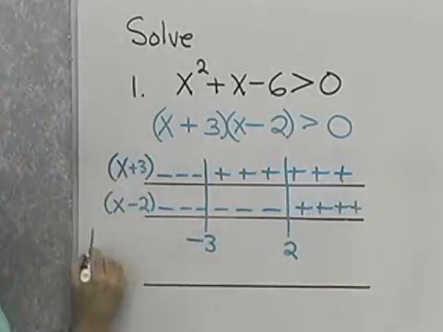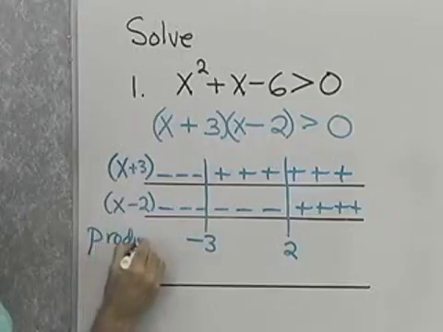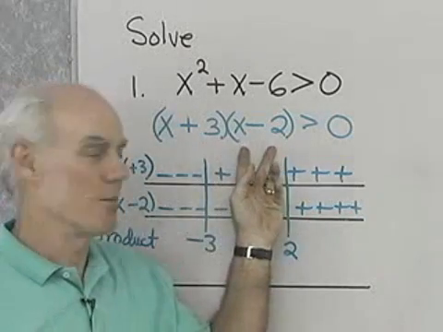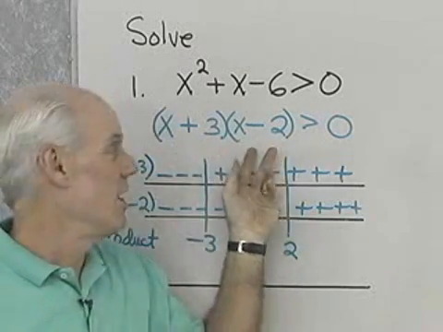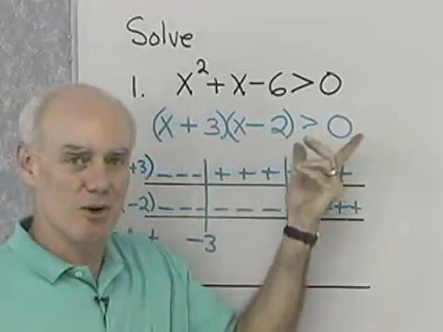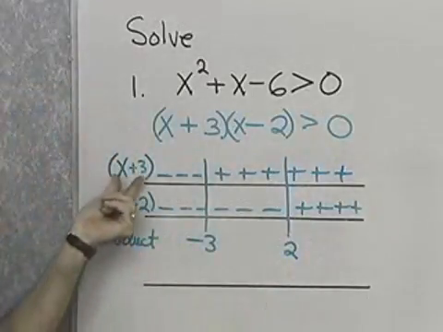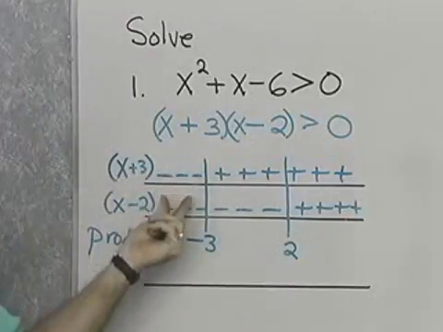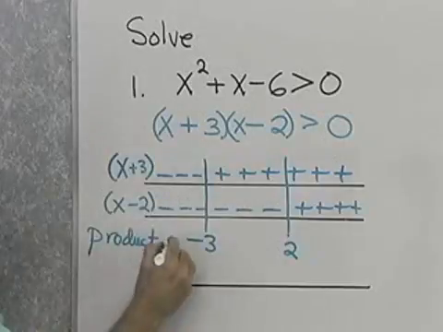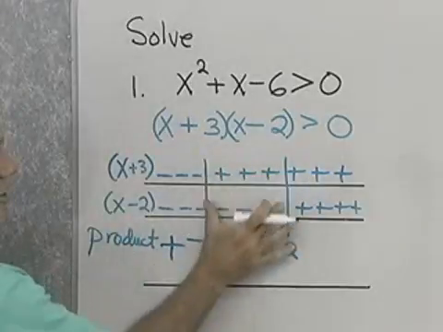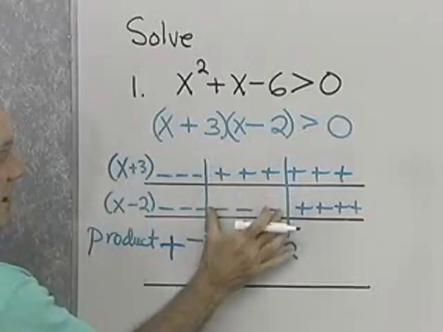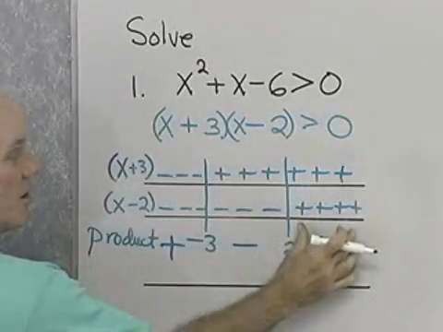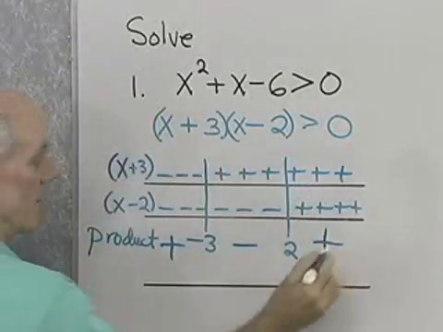So now I ask myself, how about the product of x plus 3 and x minus 2? Because that's what I'm looking at right here, and I want that product to be greater than 0 or positive. Well, I know that x plus 3 is negative in this region, and x minus 2 is negative in this region, so their product must be a negative times a negative, which would be positive. In this region right here, one factor is positive, the other is negative, so their product must be negative. And in this region, both factors are positive, so their product must be positive.